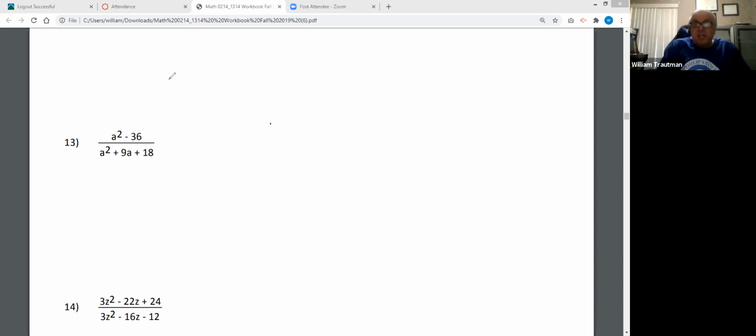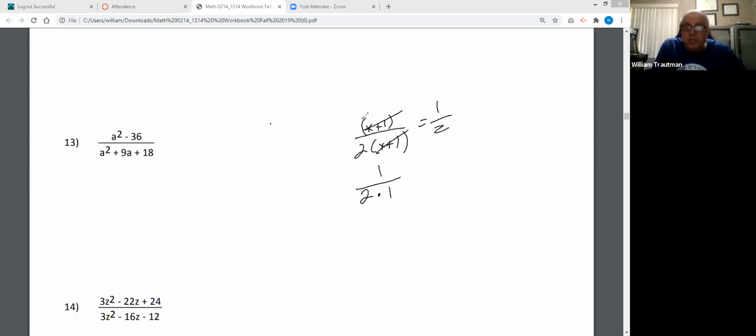Yes, if the top cancels out, let's say, x plus 1 over 2 times x plus 1. Do you see the top cancels out and you're just left with 2 on the bottom? Well, anything over itself equals 1. So when it cancels out, it means it turns into 1. So in reality, I say it cancels out, but everything turns into 1 when it cancels. And then on the bottom, 2 times 1 is still 2. So when I say cancels out, it turns into 1.